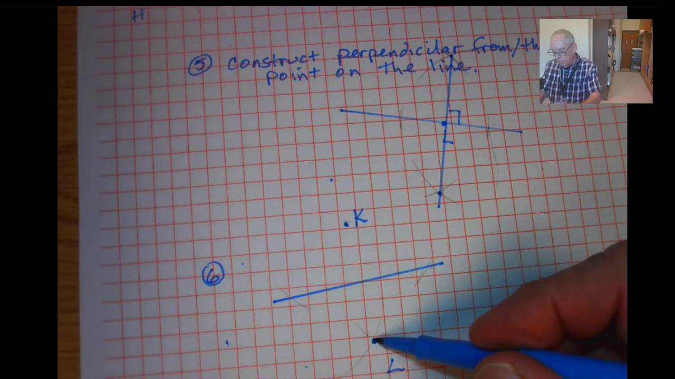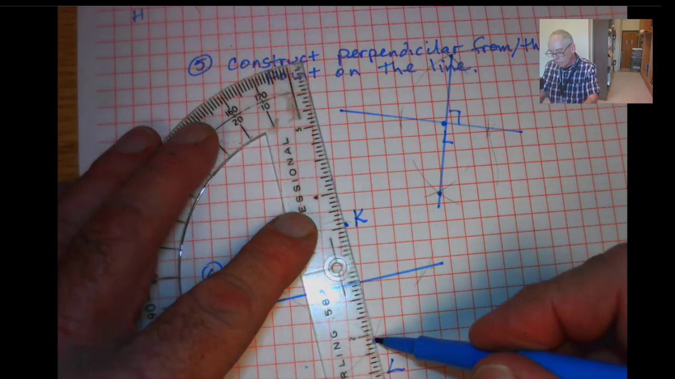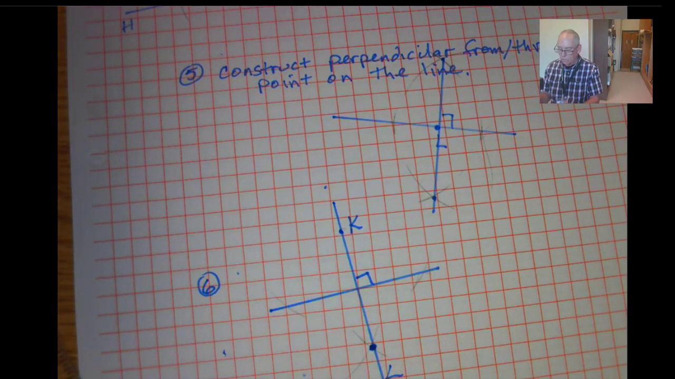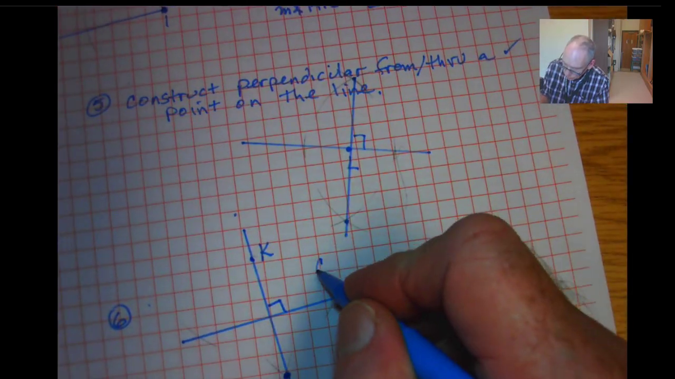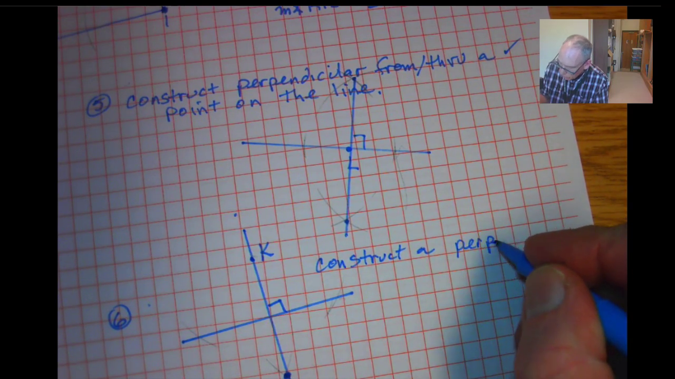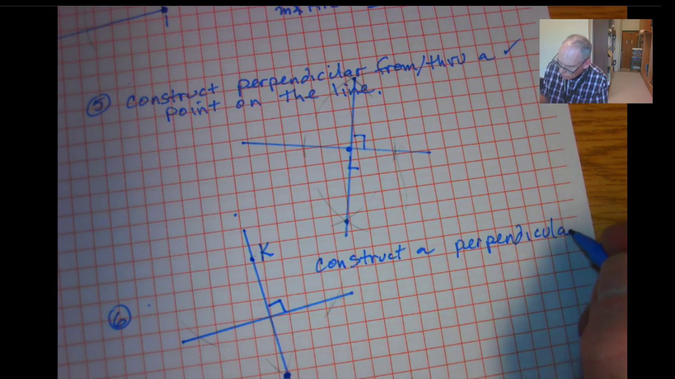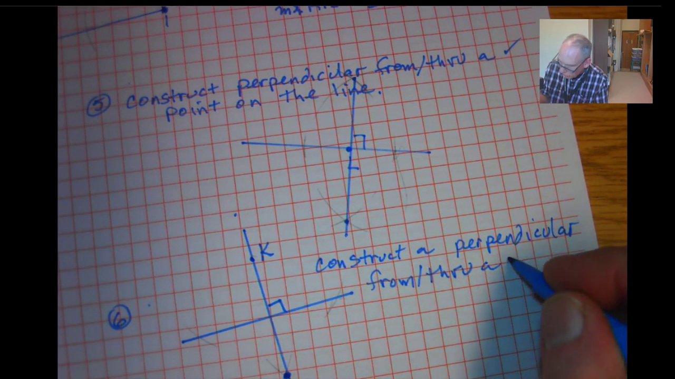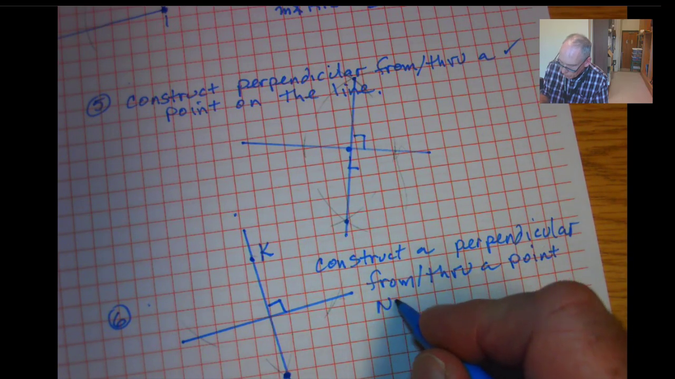I'll call it point L, bring my straight edge up, draw the line, and I have a set of, really, 4 right angles there, because that line's perpendicular, and then all those angles are going to be right angles. So this was to construct a perpendicular from a point that's not on the line to the line.